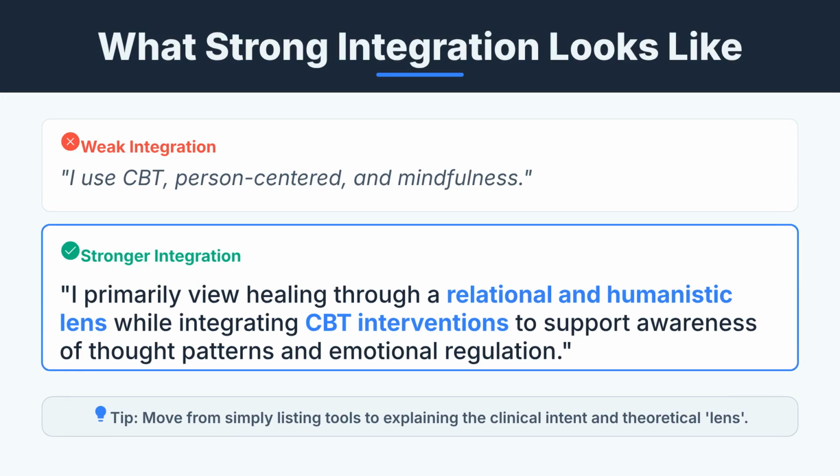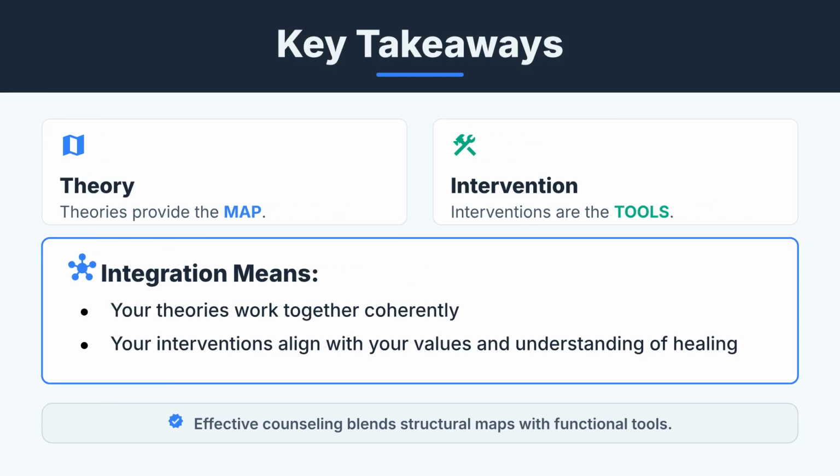Weak integration is simply listing tools, like saying, "I use CBT, person-centered, and mindfulness." Stronger integration explains the primary lens and how interventions support that lens. Move from listing tools to explaining your clinical intent and theoretical lens. Remember, theory is the map, and intervention is the tools. Strong integration means your theories work together coherently, and your interventions align with your values and understanding of healing. Effective counseling blends structural maps with functional tools.